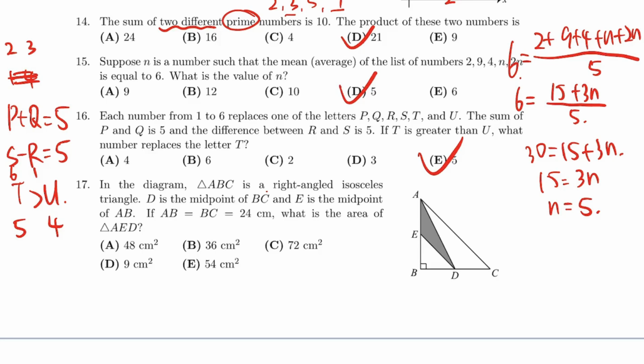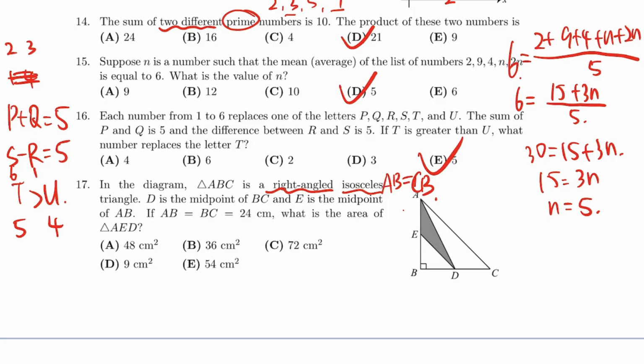Number 17. In the diagram ABC, triangle ABC is a right-angled isosceles triangle. Right-angled 90-degree, isosceles, AB equals CB. D is the midpoint of BC, and E is the midpoint of AB. AB equals BC equals 24 centimeters. What is the area of triangle AED? Okay.